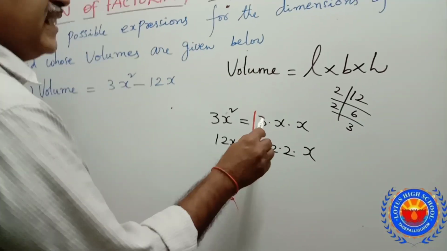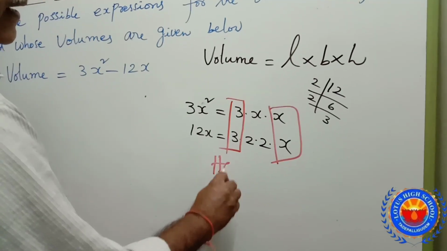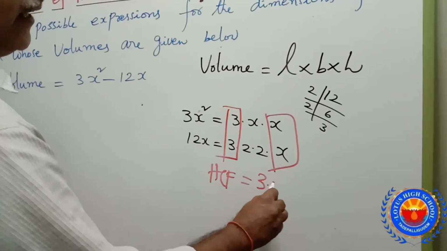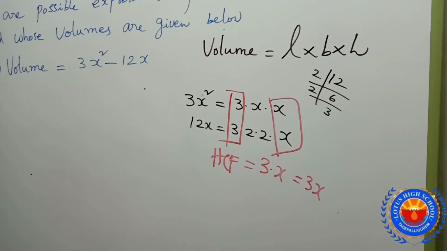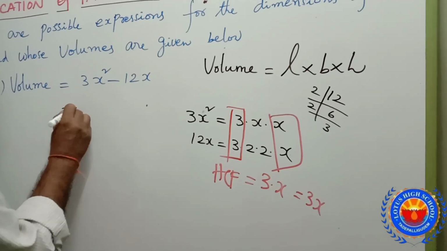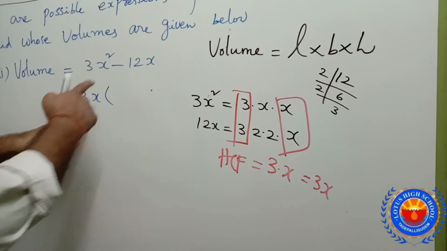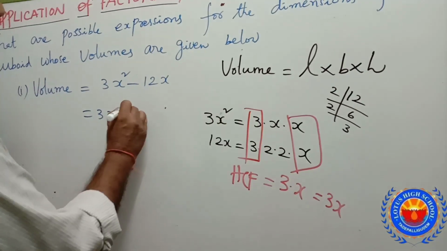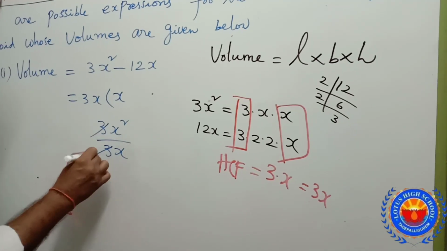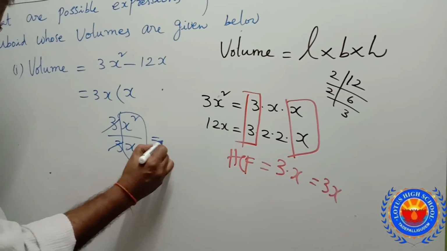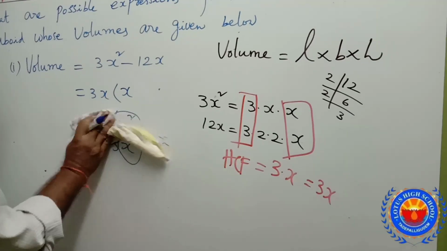Here 3 is common and x is common. That's why the highest common factor is 3 into x, 3x. Now write 3x here, brackets: 3x square by 3x, answer is equal to x. Otherwise you can do 3x square by 3x, 3 cancel, x square by x is nothing but x.